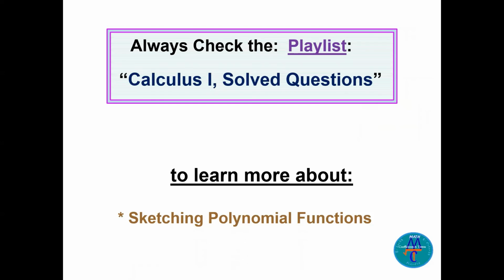Now, always please check the playlist Calculus 1 solved questions for more and more questions to understand about sketching polynomials and other functions.